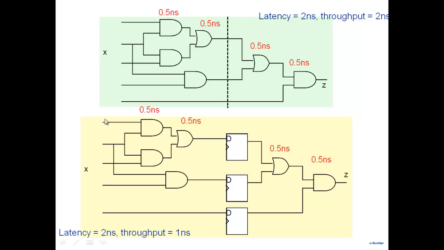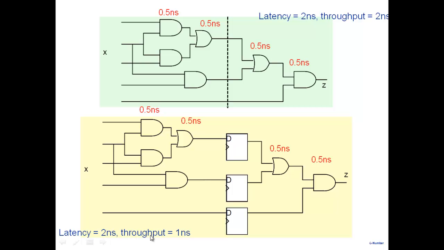Can you see that if I apply input here, after 1 nanosecond, it gets latched here, in the intermediate outputs, and then it's available for further processing. And then I can read a new set of data after 1 nanosecond, right? So what is my throughput? 1 nanosecond. I can read the data every 1 nanosecond, although the output corresponding to that data still appears after 2 nanoseconds. So what you can see is that I have a throughput of 1 nanosecond.